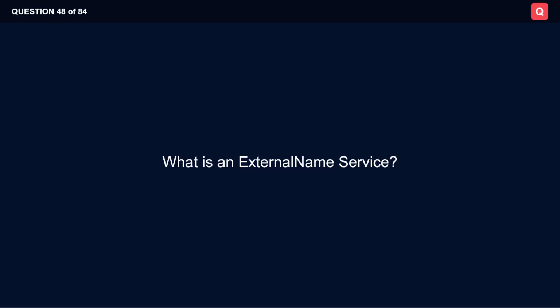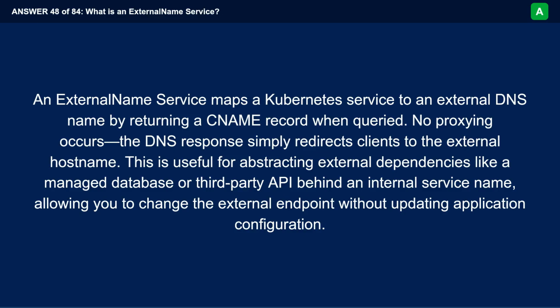What is an ExternalName service? An ExternalName service maps a Kubernetes service to an external DNS name by returning a CNAME record when queried. No proxying occurs. The DNS response simply redirects clients to the external hostname. This is useful for abstracting external dependencies like a managed database or third-party API behind an internal service name, allowing you to change the external endpoint without updating application configuration.